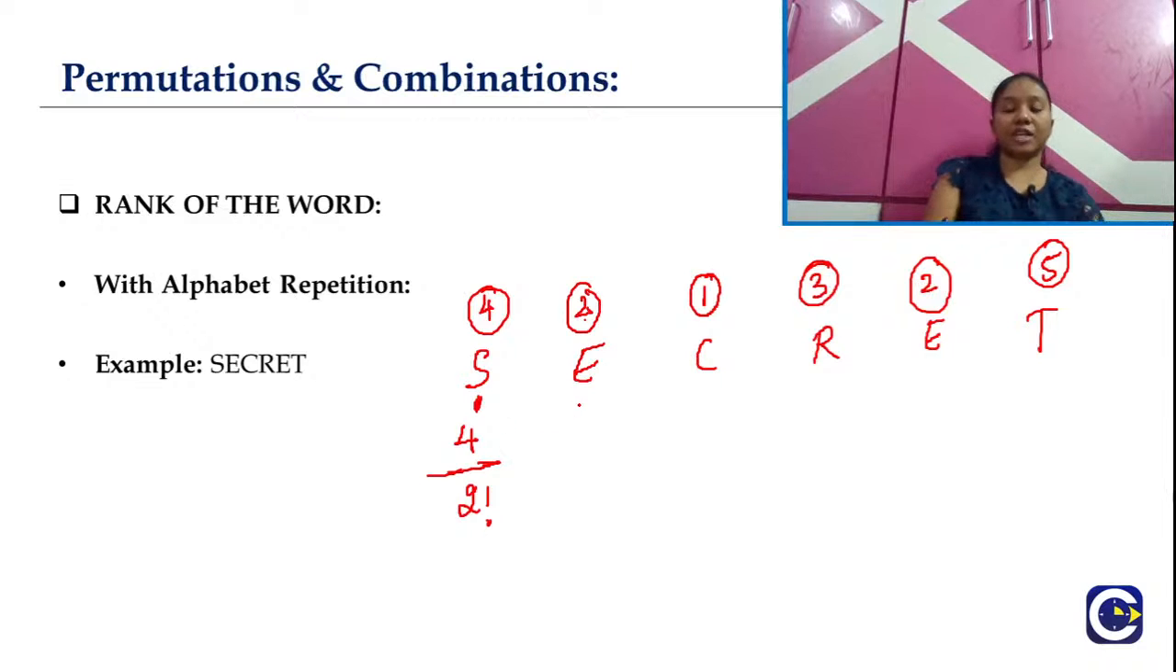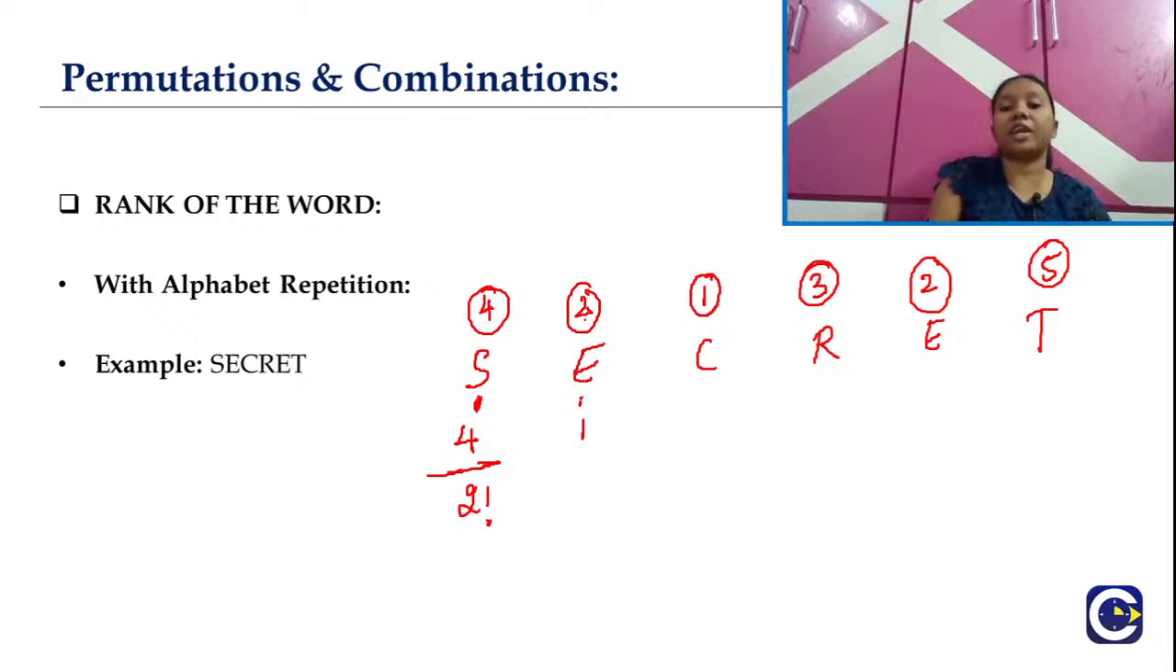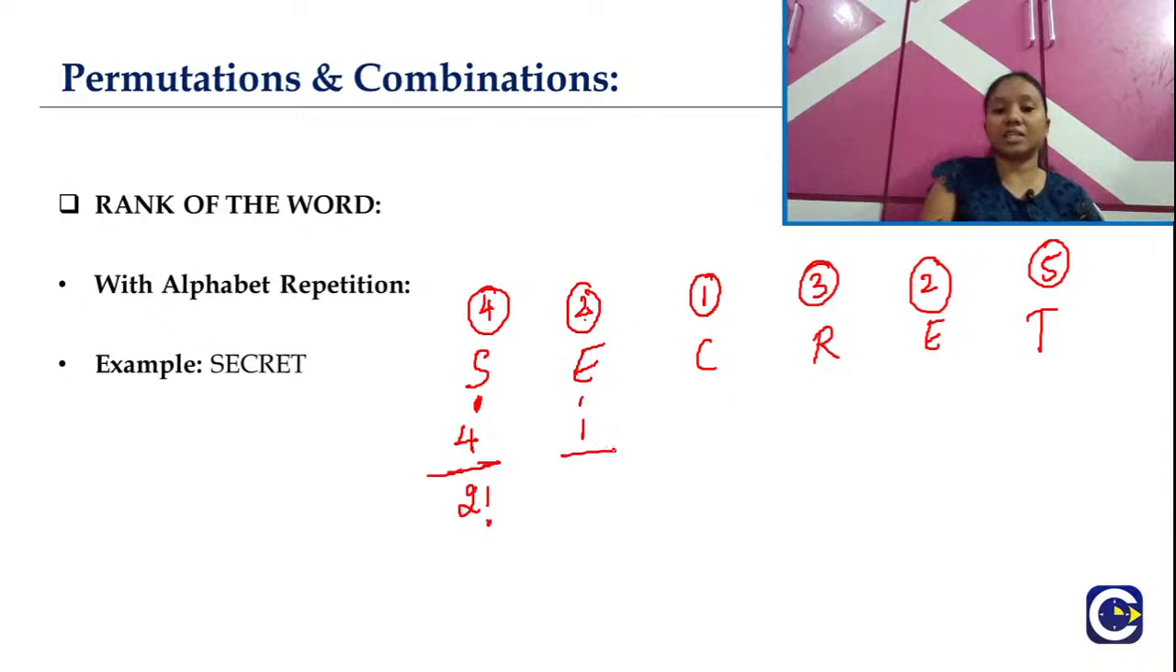Now let's jump into the next letter, that is E, and check what is less than E. Only 1, so here it will be 1. From E we have to identify how many alphabets there are and how many times they are repeating. Only E is repeating here, twice, so divided by 2 factorial. And from C, less than C is not present, so 0. And from C, is there any alphabet repeating? There is no repetition here, so we can leave it like that.